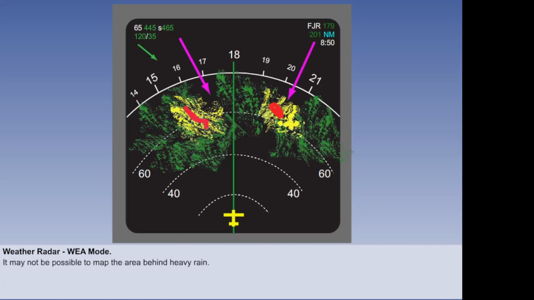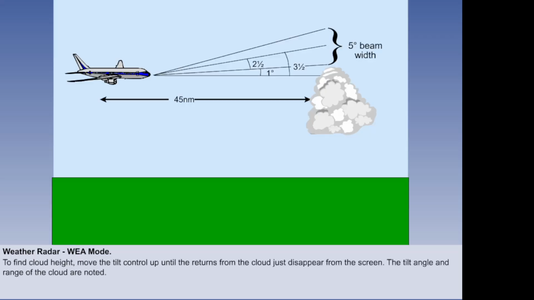Pilots should be aware that it may not be possible to map the area behind heavy rain, which may be hiding unpleasant surprises. The height of clouds is important, so that the pilot can decide whether or not he can climb above the bad weather. The procedure is to move the tilt control up until the returns from the cloud just disappear from the screen. The tilt angle and range of the cloud are noted.